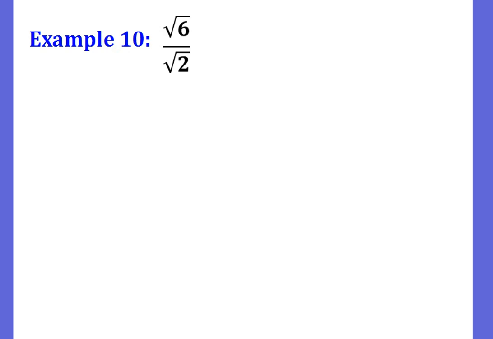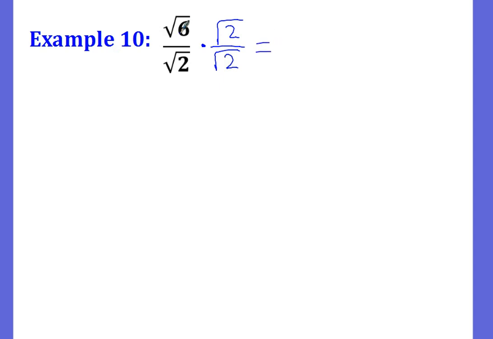All right, example 10, we got square root 6 over square root 2. Okay, so I see a little trick that'll make this very easy, but let's go ahead and try getting the square root out of the denominator since that's what we're practicing right now. All right, so I can't have a square root in the denominator, so what I do is I multiply by that little problem guy, which is square root 2. Multiply by root 2 over root 2.